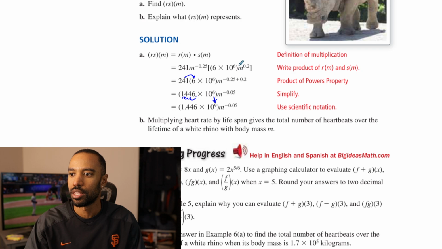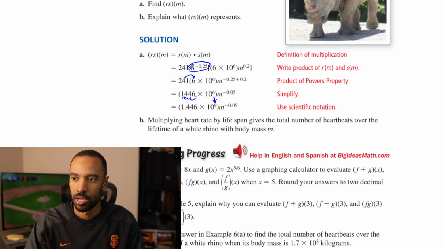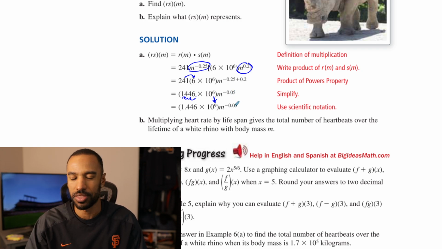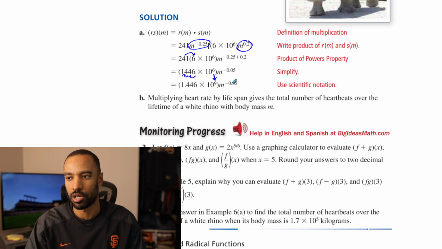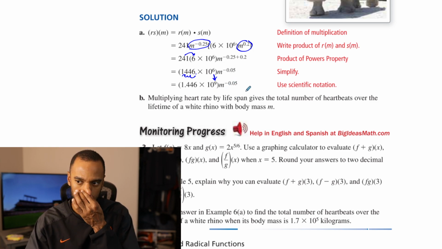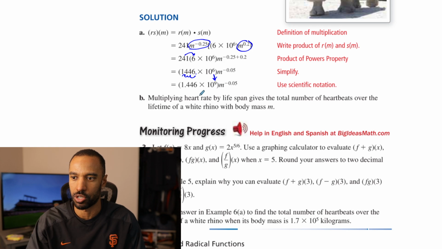Sorry, scratchy nose. The other portion of this that, I don't know if you noticed this, but we have M's, both right here and right here, that are multiplying ultimately as a whole as well, which means the exponents add. Negative 0.25 plus 2 is negative 0.05. Sure, the exponent's negative. You could turn it positive by dividing by it. It's up to you, but this is still a scientific notation version of that.